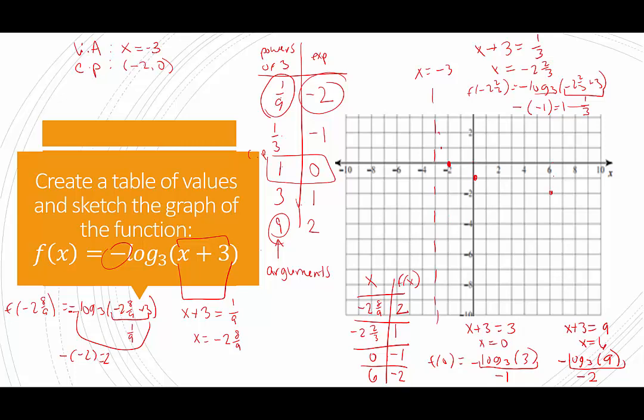So this time as the x values get closer to that vertical asymptote, the outputs get really, really, really big. And then as we get further away, as the x values get bigger, the graph gets more and more negative because of that negation in front of the function. And this would be the graph of f of x equals negative log base 3 of x plus 3.